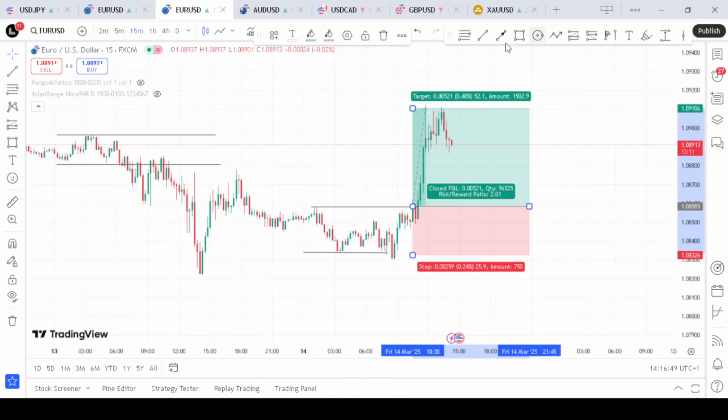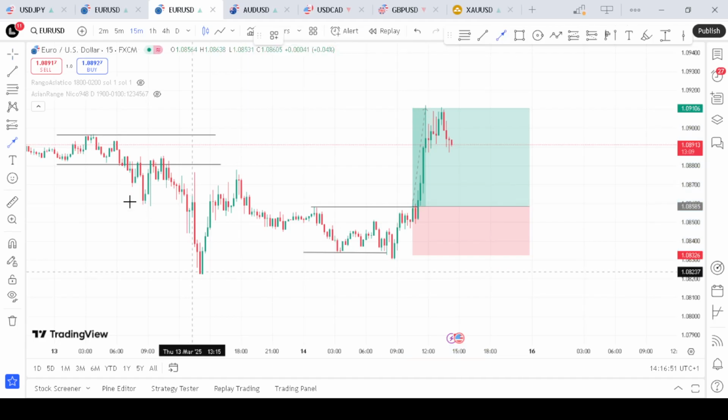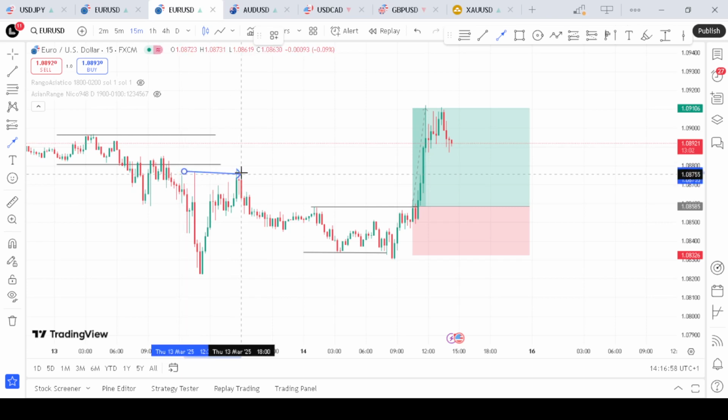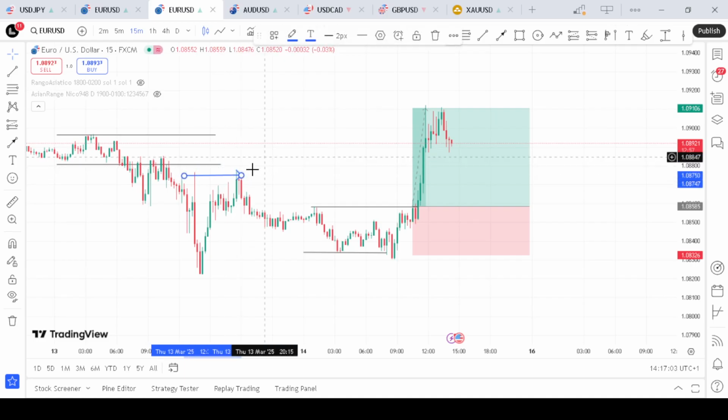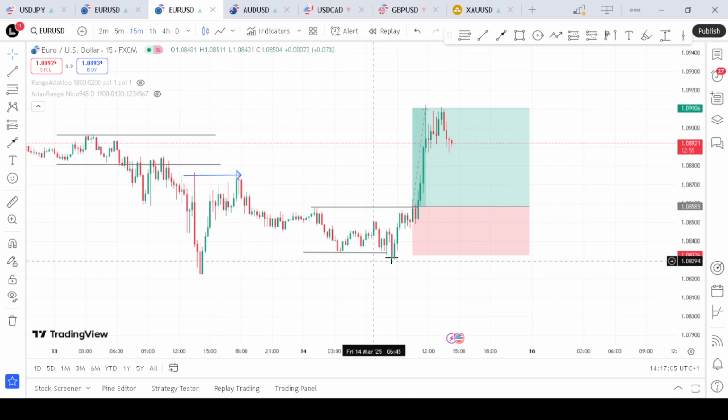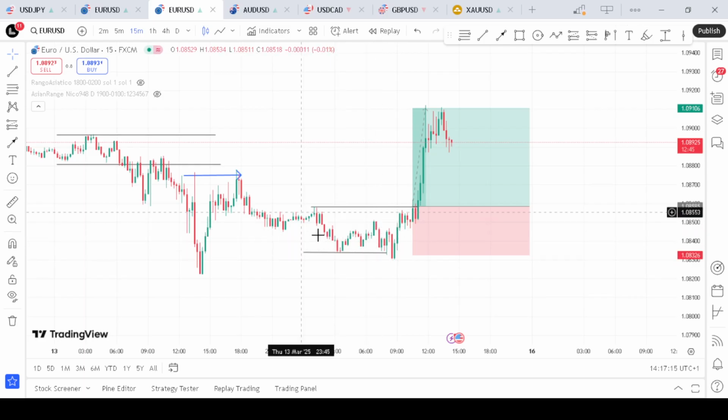a shift in market structure because the market created a lower low, then it broke this structure at this area, signifying higher prices, and price decided to make a higher low at this area. When price made a higher low, this was an area that aligned with our Asian low, our Asian range strategy, which included a sweep below before moving in the intended direction.